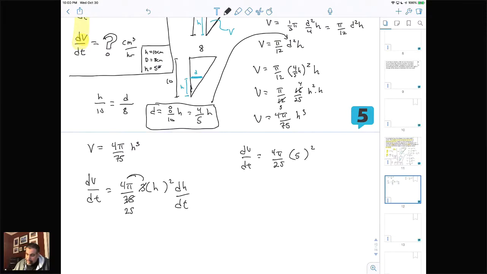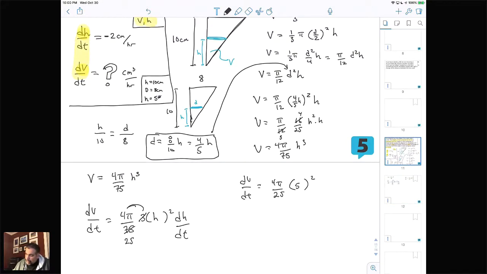And now dh over dt, that was given as a rate of -2 centimeters per hour. So we can get a final answer here. dv over dt. 5 squared is 25, so those are going to cancel. So we're going to end up with -8 pi centimeters cubed per hour. And that's going to be our final answer.